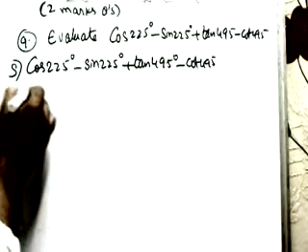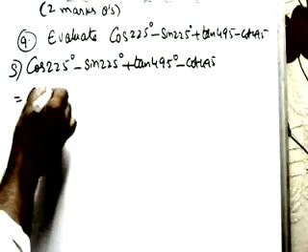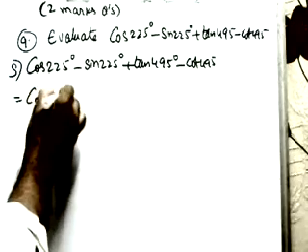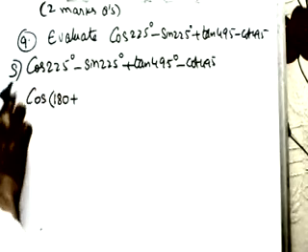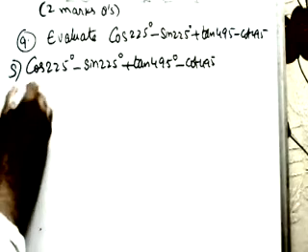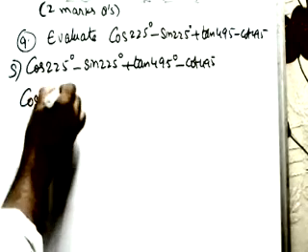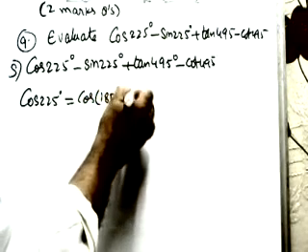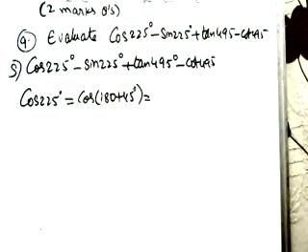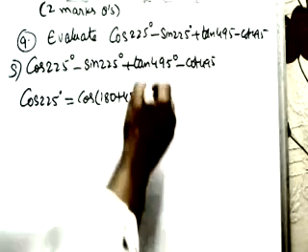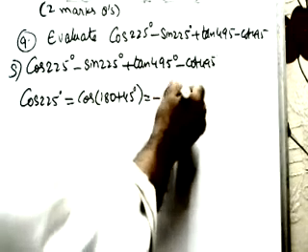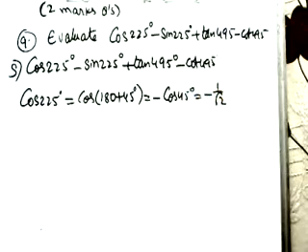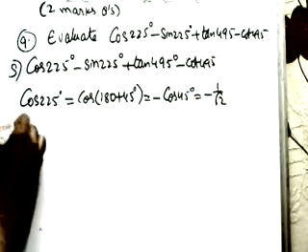Now see the next question, evaluate. Watch here. Let me find cos 225 separately, then we substitute all. Cos 225 equals cos of 180 plus 45. Cos of 180 plus theta is minus cos theta. This will be minus cos 45 degrees, and cos 45 degrees is 1 by root 2.